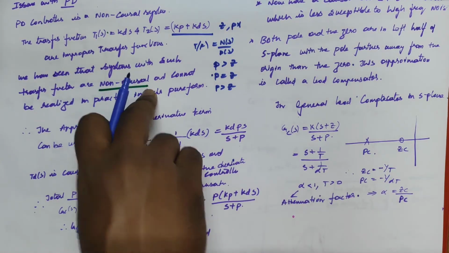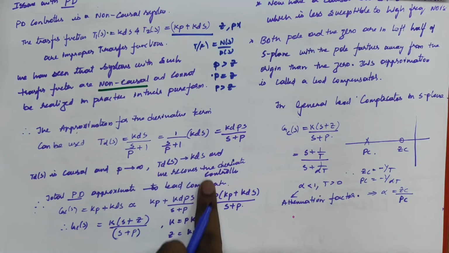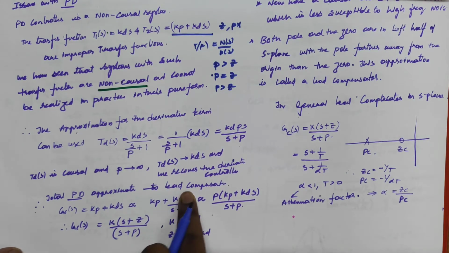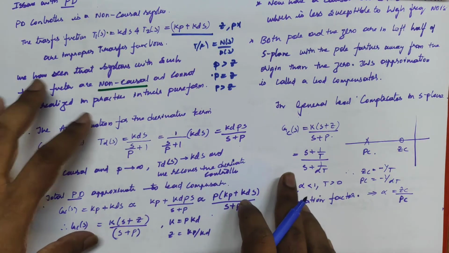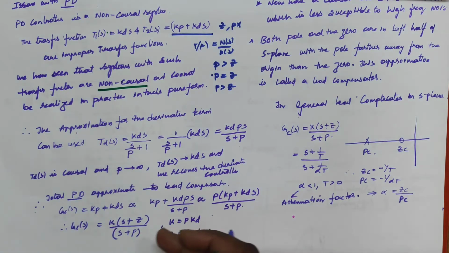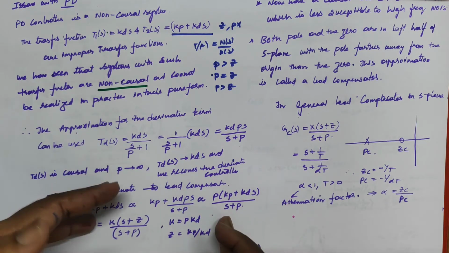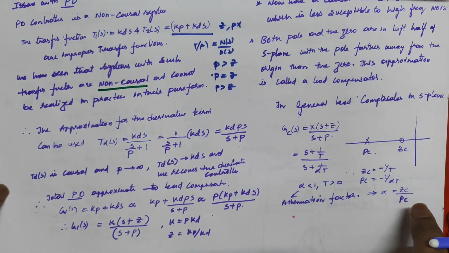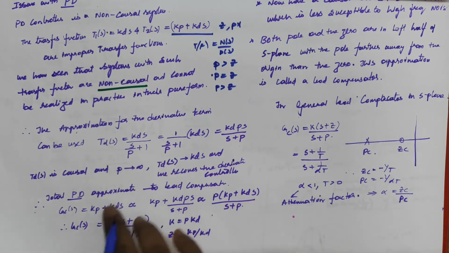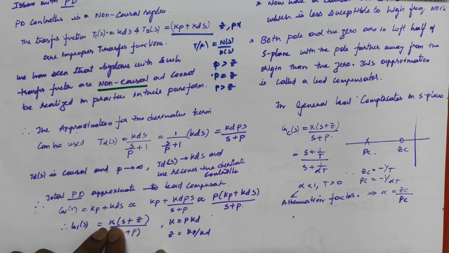To convert a non-causal system to a causal system, we add a lead compensator. Even without approximation the results are common, but to make it physically realizable we do all this. We have to make sure of this. Similarly, with all this math you get the same form of lead compensator, but there is a difference.